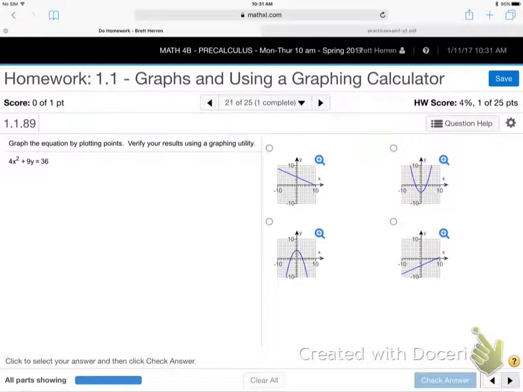Okay, so they're giving me the equation 4x squared plus 9y is 36. Right away when we see x squared, we know this is a U shape, up or down. When y is first power and x is squared, that's a U shape up or down. So what should we do?